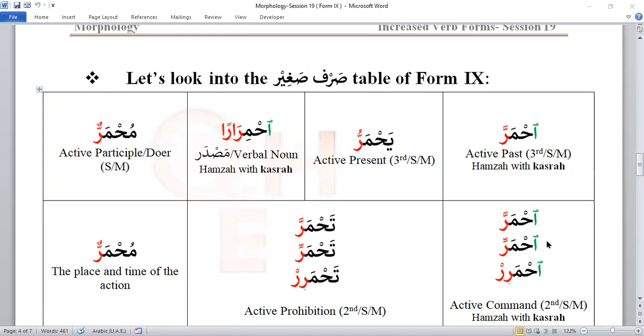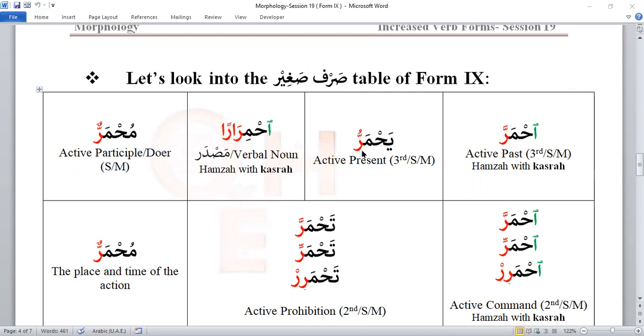Now for the command verb, active command or direct command for second person singular male, it has three patterns: ihmarra, ihmarri, ihmari. Then active prohibition for second person singular male also has three patterns: tahmarra, tahmarri, tahmari. The time and place of the action, ismul zarf: muhmarrun.